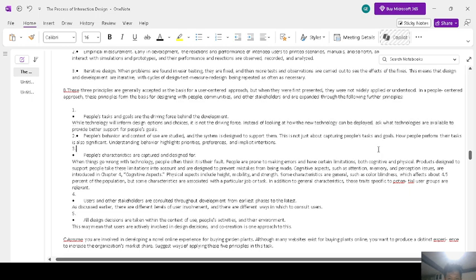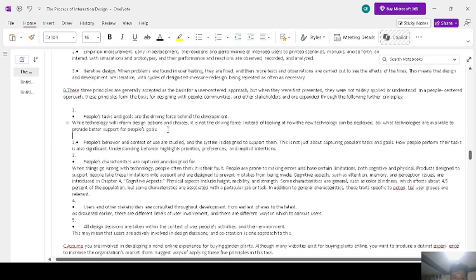Instead of looking at how the new technology can be deployed, ask what technologies are available to provide better support for people's goals. So instead of thinking of new technology that can be deployed, what technologies are available to better support people's goals, because ultimately you're dealing with people's problem. You're using technology to solve people's problem. People's behavior and context of use are studied, and the system is designed to support them.